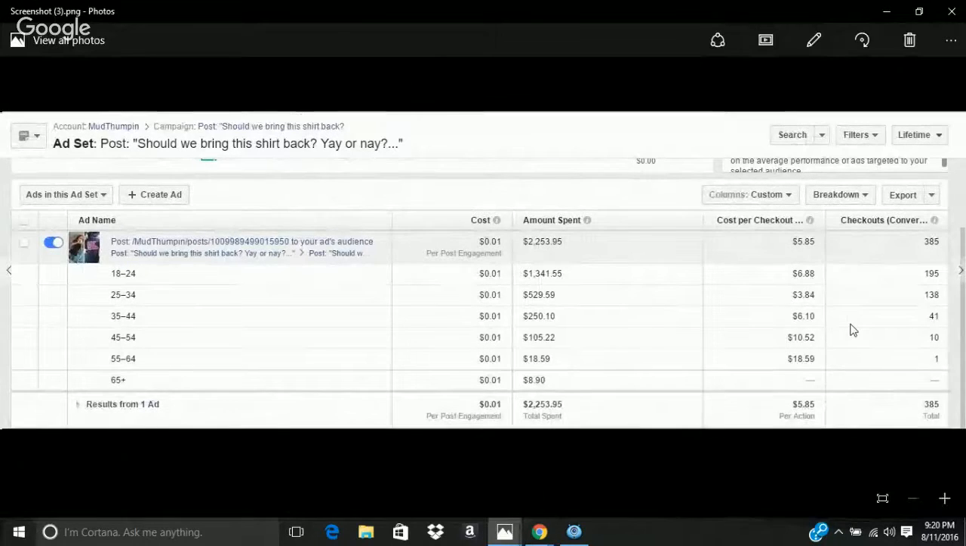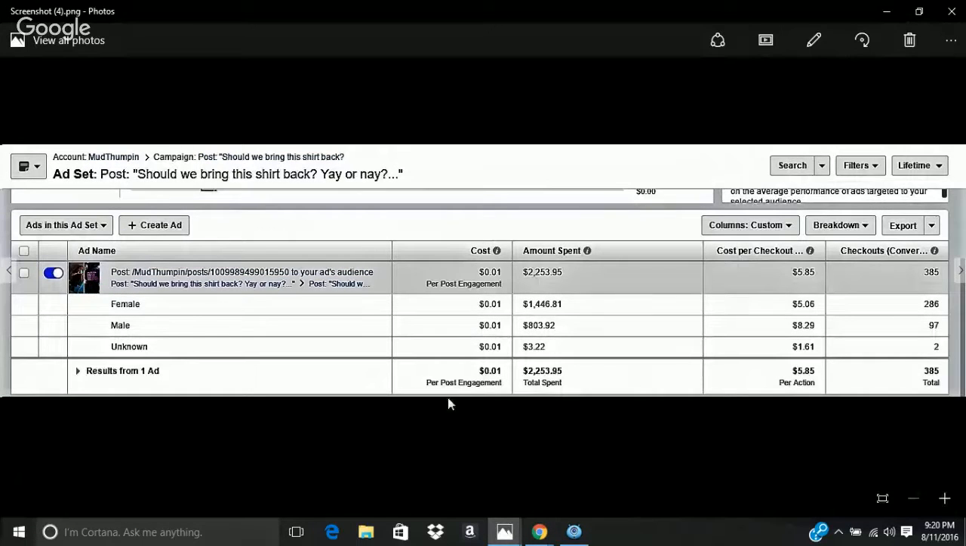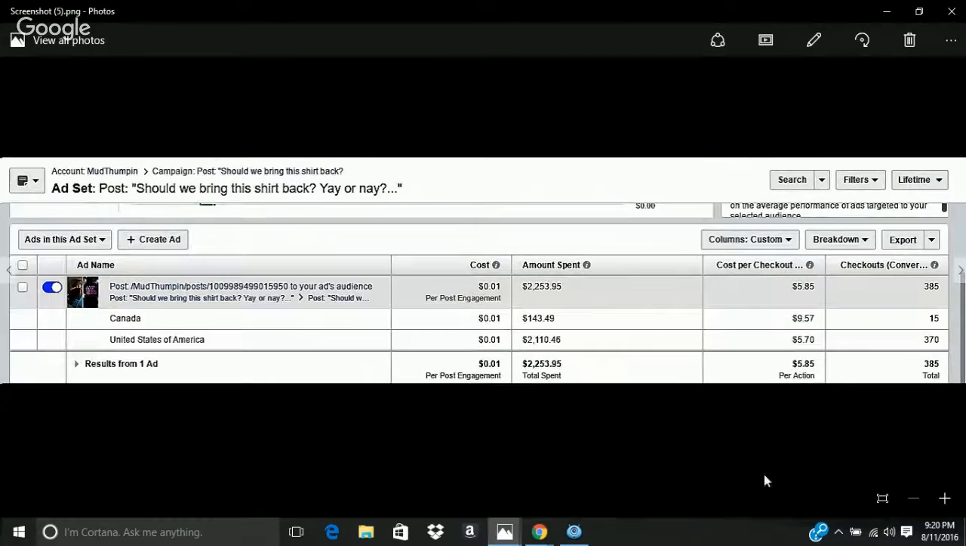Then we break it down by age, and I told you how to get rid of the ones that are not doing very well. Then we move on to male and female. They're both doing great, so we'd let them keep on running. Now we're in United States and Canada. Obviously, Canada is more expensive. It's more expensive for our company to ship to Canada, so they're going to be a little more expensive.